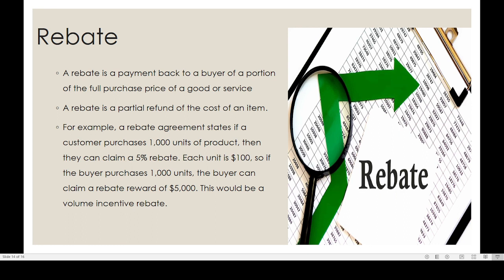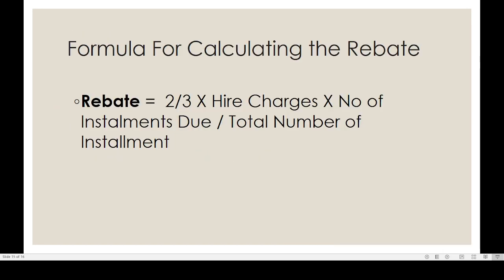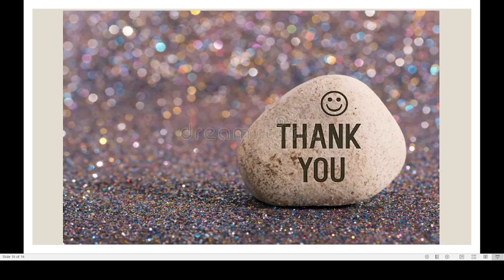Then what the hire vendor will do is, say 50,000 is the amount pending, so out of that amount you pay 40,000. 10,000 he will give like a discount. That discount is called a rebate. To calculate the rebate we have to follow a formula: 2 by 3 into hire charge into number of installments due divided by total number of installments. So by this we have completed the theory part of hire purchase system. Hope you are clear with the concepts. Thank you.